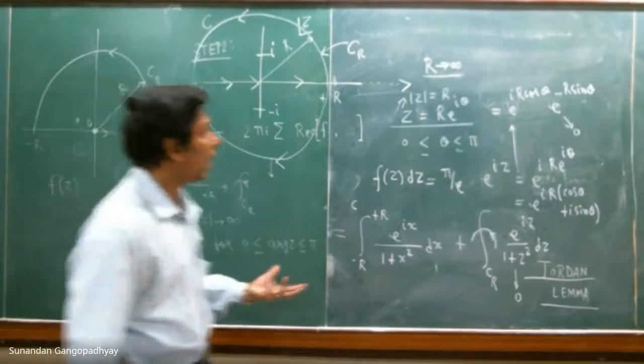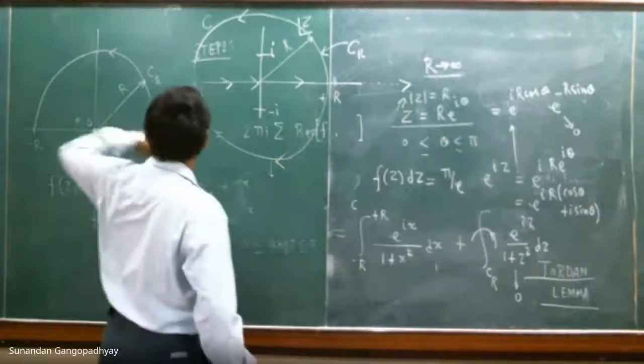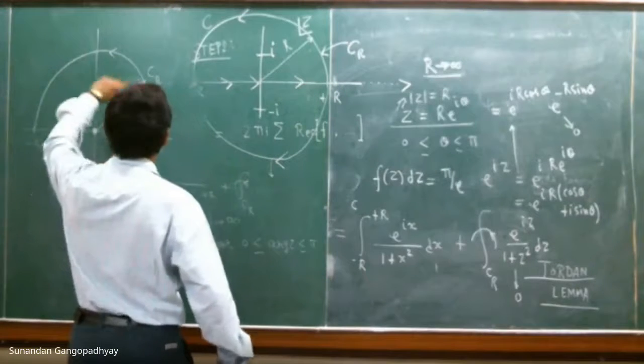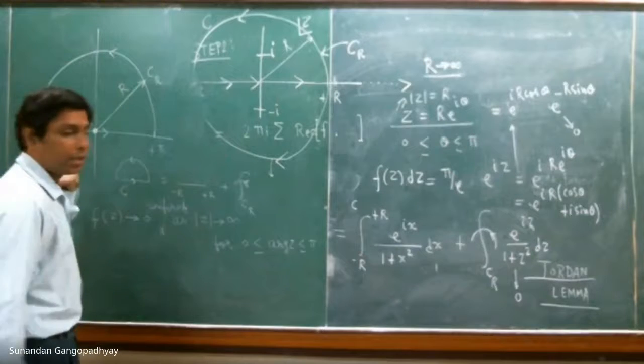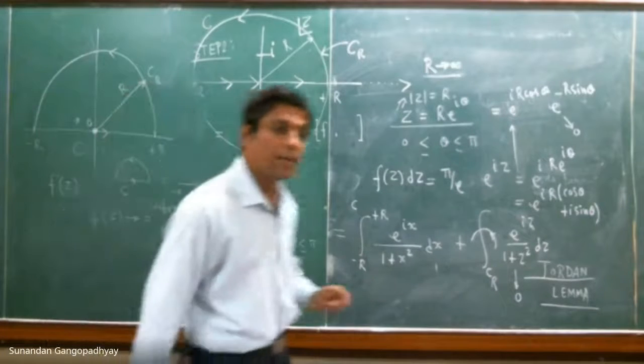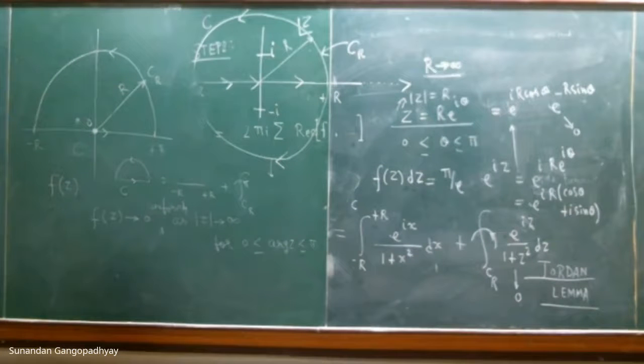What is argument of z? Argument of z is theta, the angle. And you know that if you are moving along this in the positive oriented direction, then theta varies from 0 to pi. Okay. So that is argument of z.